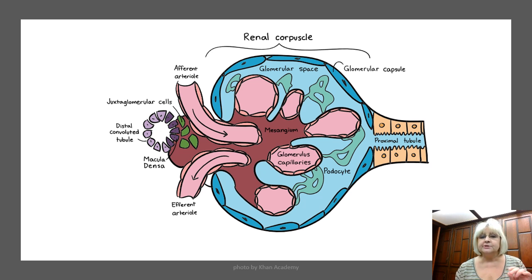And the glomerular capsule is in the teal color. And then you will see the glomerular space that's a lighter teal, and the pink circles are the glomerular capillaries. And you'll see the proximal tube comes out on the right-hand side of the diagram.